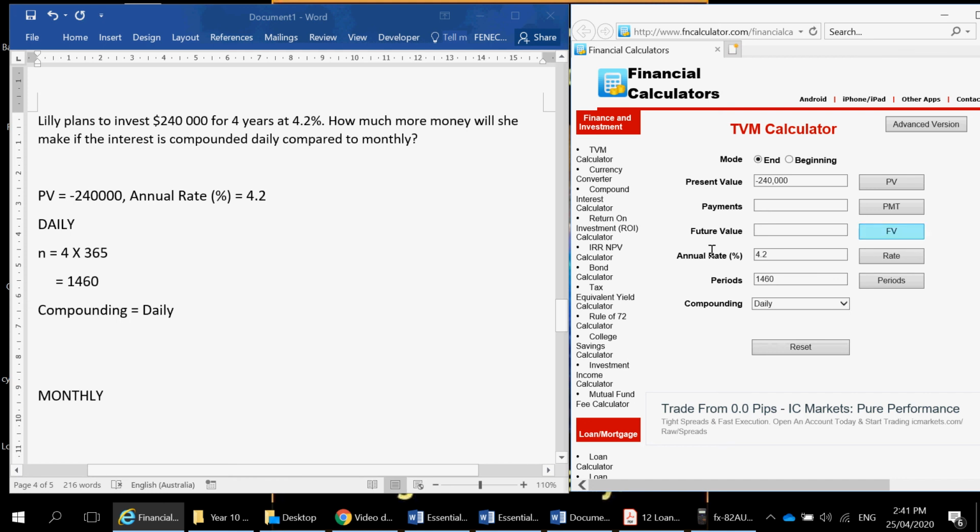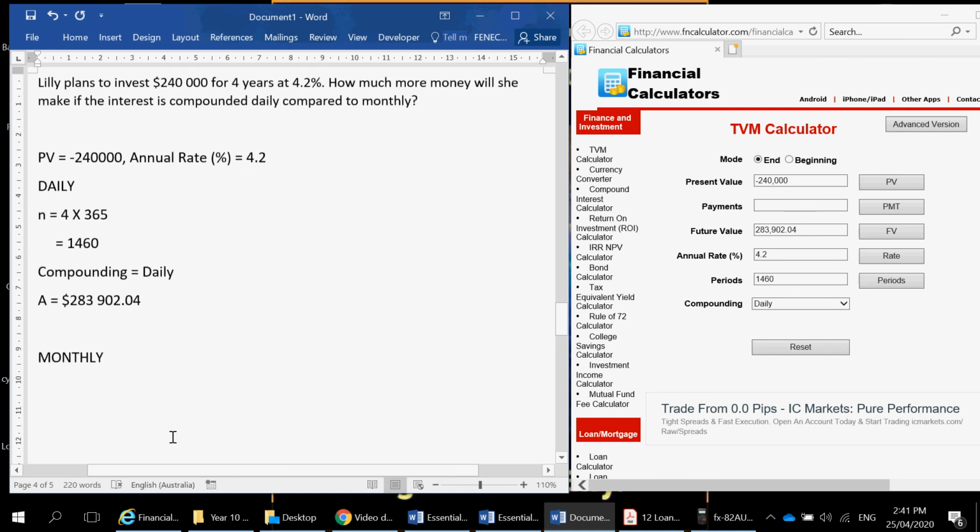And I find FV, which is our A value. Lily will have $283,902.04.